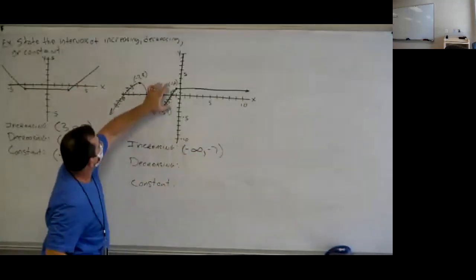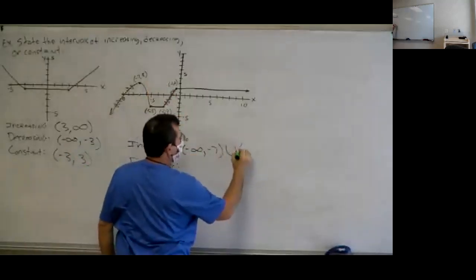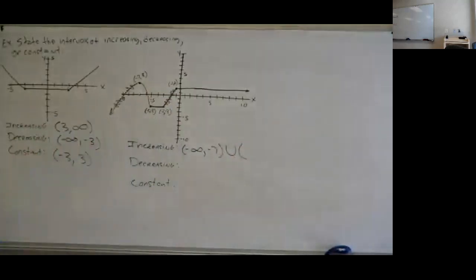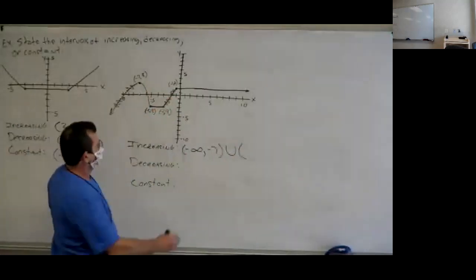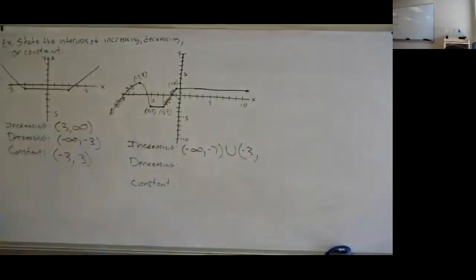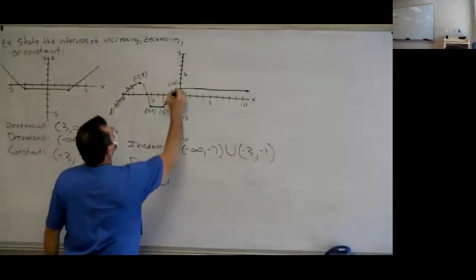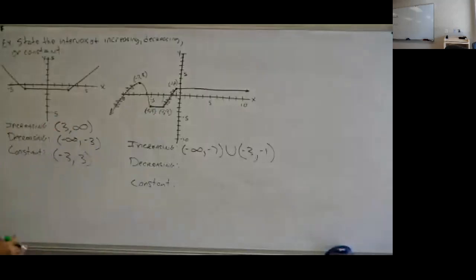Now, this part we said was increasing. So since I got two parts, I'm going to use my union, because union means and. So I got this interval and the next interval. So that little bitty second section, where did it start increasing again? -3 on my x's again. And then it increases until you hit what x value? -1. All right, so that takes care of my increasing.